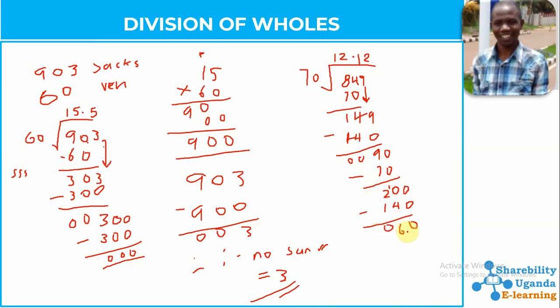Okay, so 60 divided by 70, it is still impossible. When it is impossible, we shall still add ourselves a 0 here. So when we add ourselves a 0, that is going to be 600 divided by what? 600 divided by 70. Okay, so when you say 600 divided by 70, you are going to try.